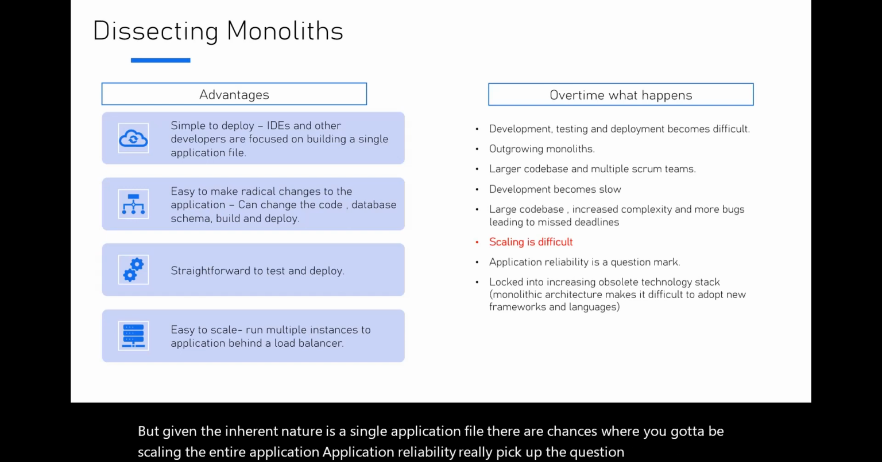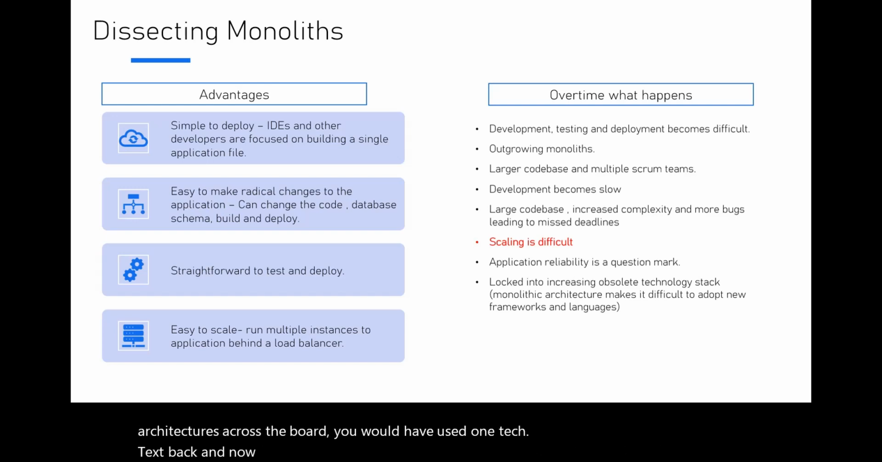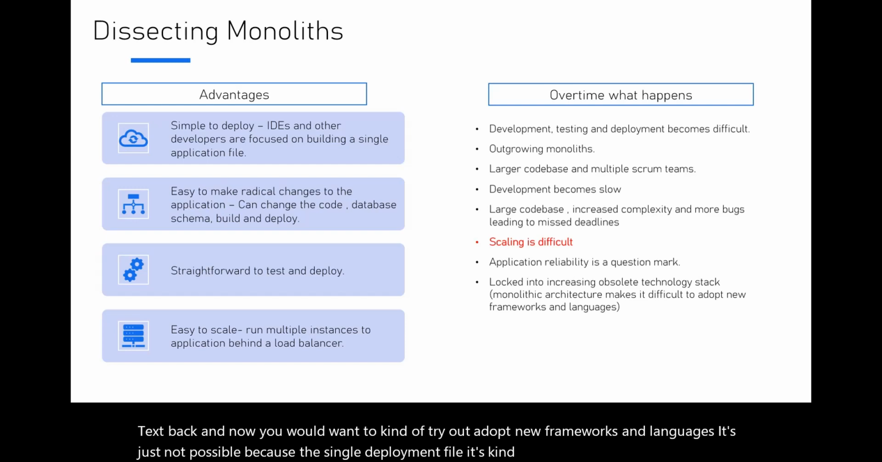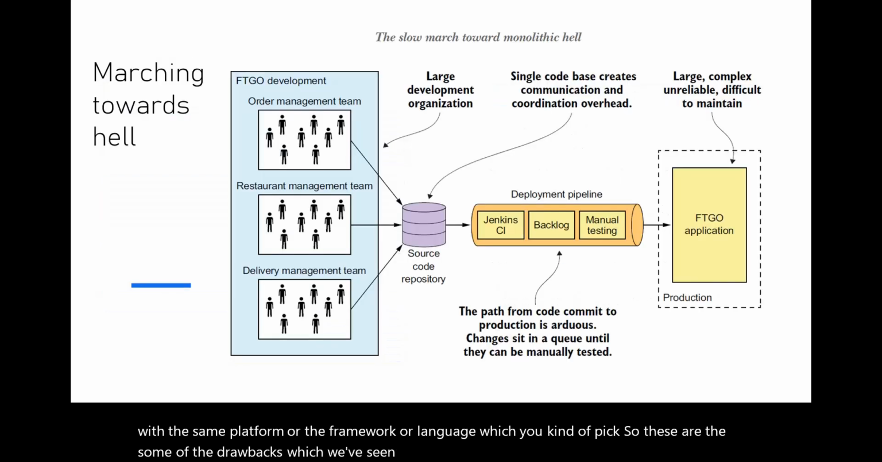Now, locked into an increasingly obsolete technology stack. Typically, if you look at monolith architectures across the board, you would have used one tech stack, and now you would want to try out and adopt new frameworks and languages. It's just not possible because it's a single deployment file. It's tightly coupled with the same platform, framework or language which you picked. So these are some of the drawbacks we've seen in monoliths which happen over time.